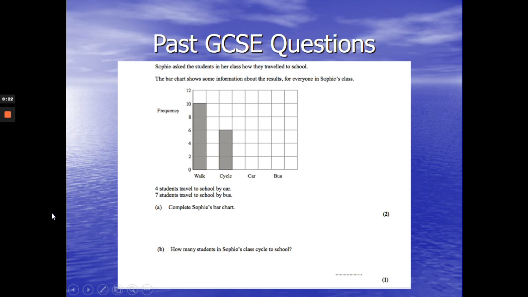Okay, well done. And now we're going to move on to some past GCSE questions. We're doing this because they can come up in the GCSEs, which you will be sitting soon. Sophie asked the students in the class how they travelled to school. The bar chart shows some information about the results for everyone in Sophie's class. 4 students travel by car. Complete Sophie's bar chart. So you have to take the information they give you, and then you need to complete that bar chart. For the second question, you need to interpret the bar chart by adding them all together. So if you just pause the screen and give that a try, please.